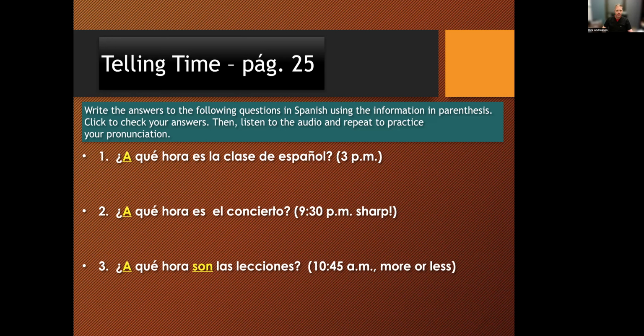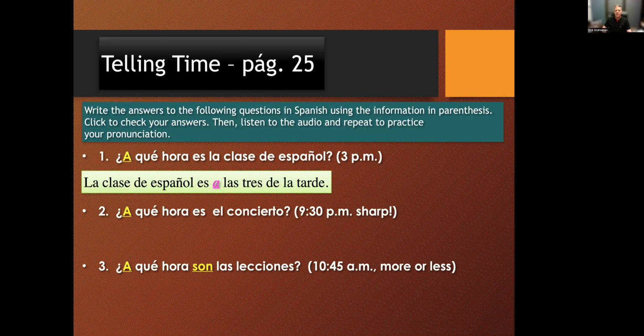So refreshing. All right. Here we go. ¿A qué hora es la clase de español? La clase de español es a las 3 de la tarde. Okay. And again, we're using a complete sentence. That is correct. Also, a las 3 de la tarde would be correct as well.